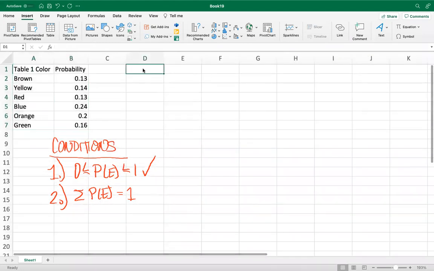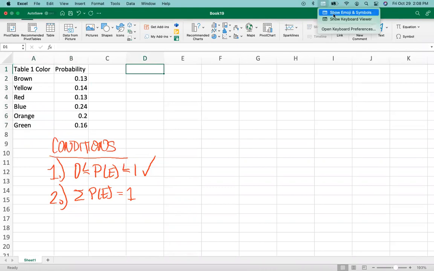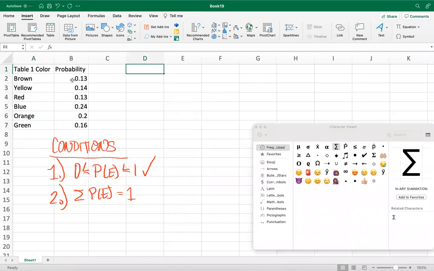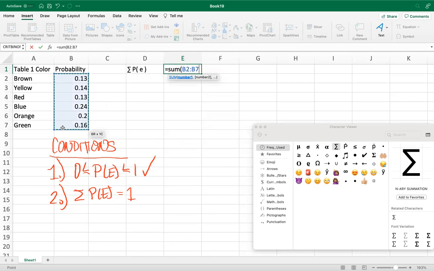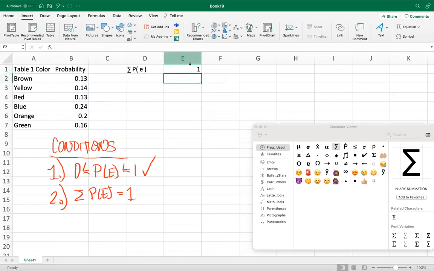And now what we're looking for is the sum of all of these different probabilities. So the sum of the probability of E is going to be equal to the sum of all these probabilities, and it's equal to 1. So the sum of the probability of E is equal to 1. So those two are satisfied.